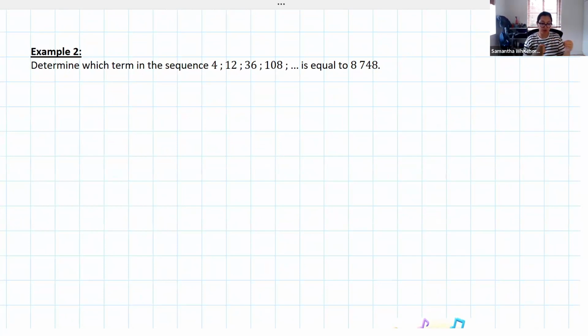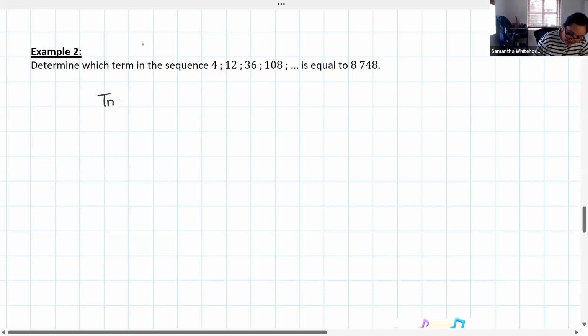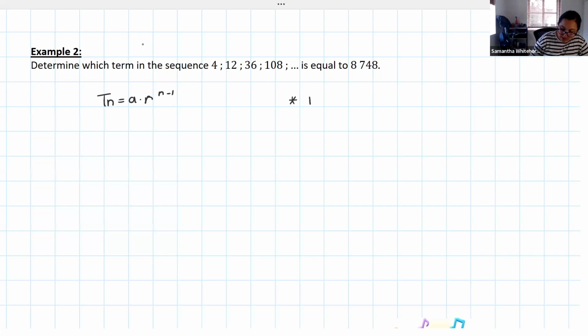Determine which term in the sequence 4, 12, 36, 108 is equal to or has a value of 8,748. All right, so if we want to do that, the first thing that we need is our general term. So Tn is equal to A times R to the power n minus 1. We obviously need to work out R. Now, it's fine if you just go and do R on the side of your working out. There's nothing wrong with that. It's all still there. And so R is T2 over T1, which is 3, because 12 divided by 4. That allows me to find Tn, which is 4 times 3 to the power n minus 1.